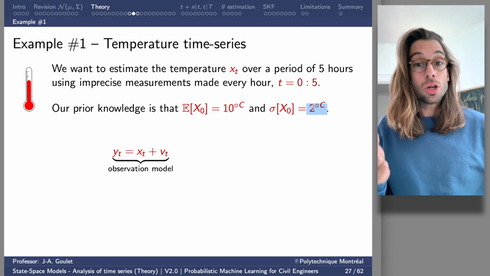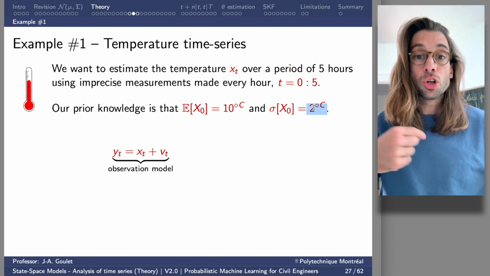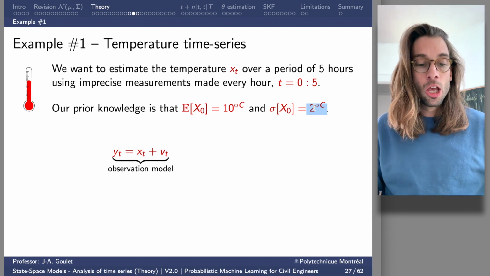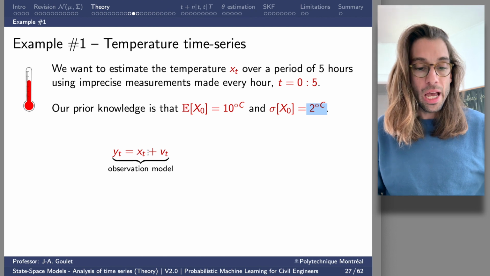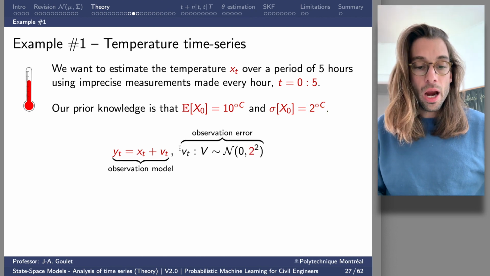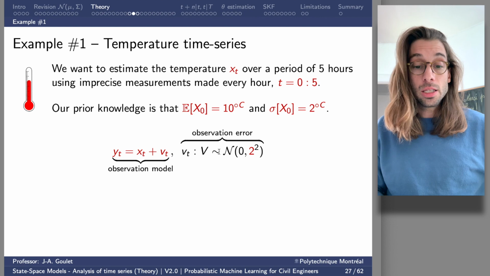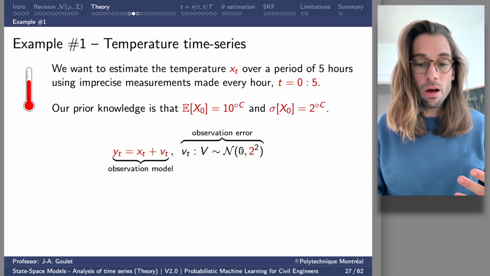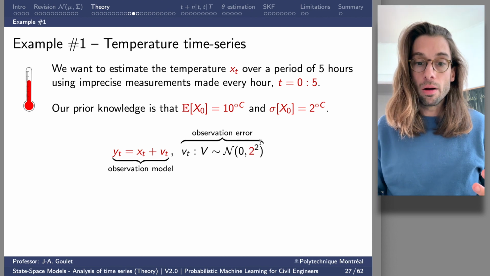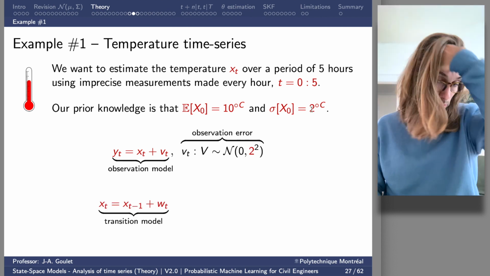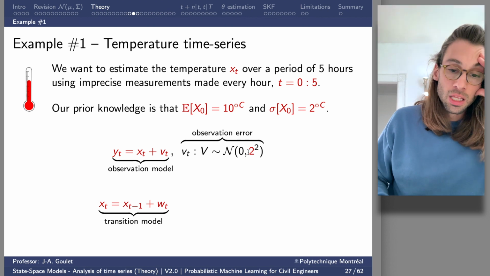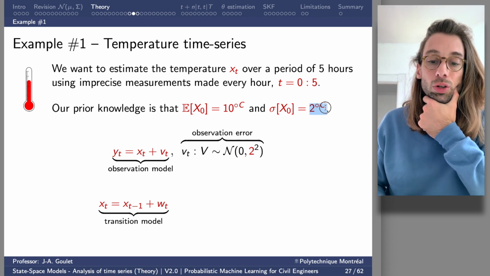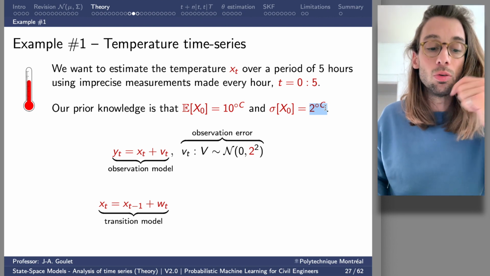This represents the uncertainty associated with our current knowledge of what the actual temperature can be. We have the observation model, y_t equals x_t plus v_t, where my observation errors are described by a normal distribution with expected value 0, variance 2 squared. This is for my uncertainty. This is the observation process standard deviation. This is my initial uncertainty of what could be the temperature at time t equals 0.